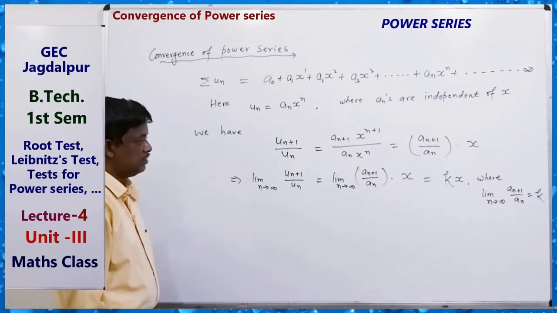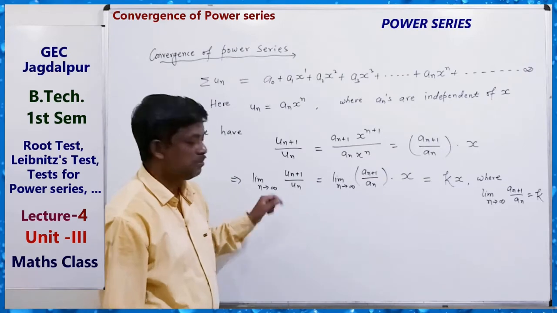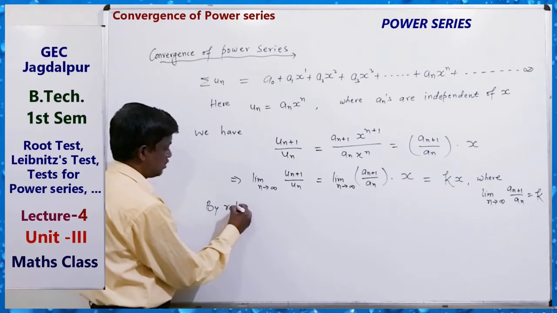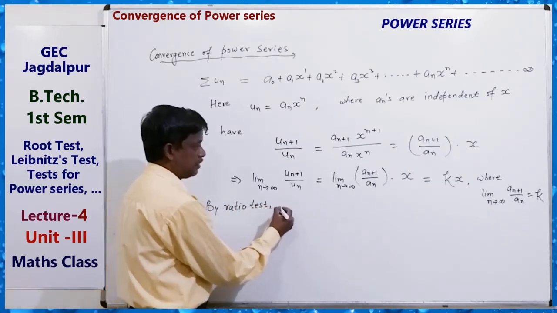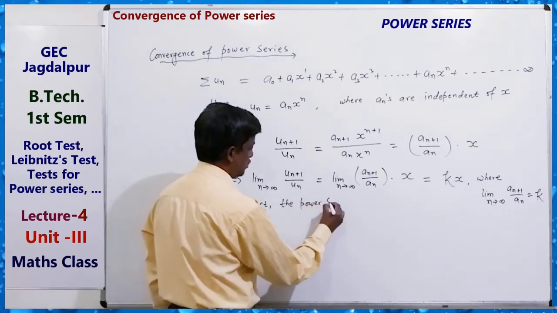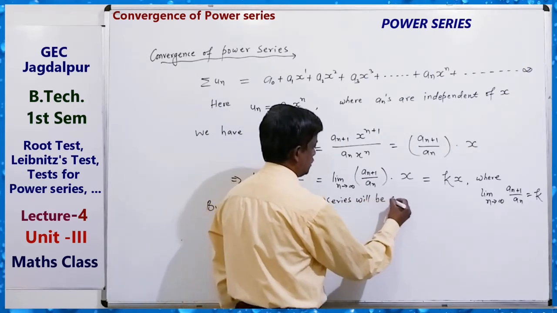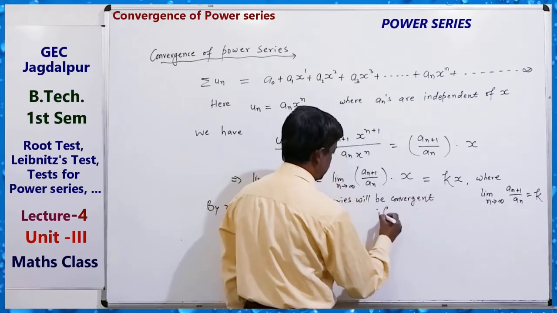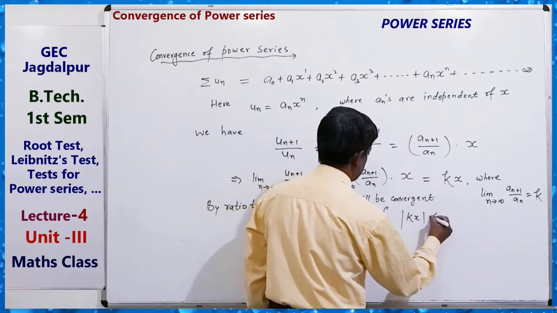Clear? Now, by the ratio test, the power series will be convergent if the modulus of kx is less than 1.